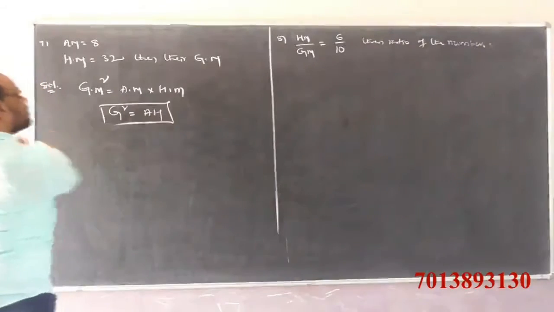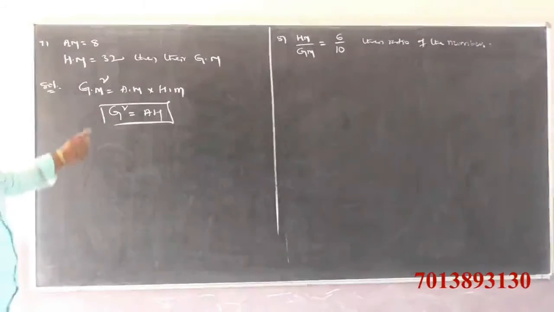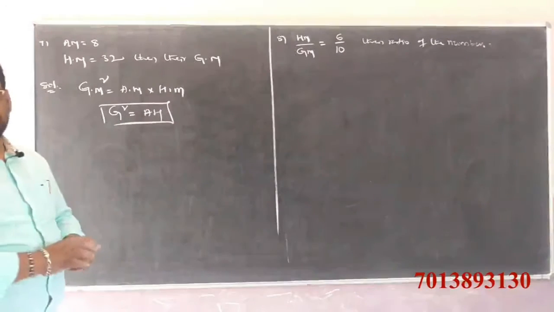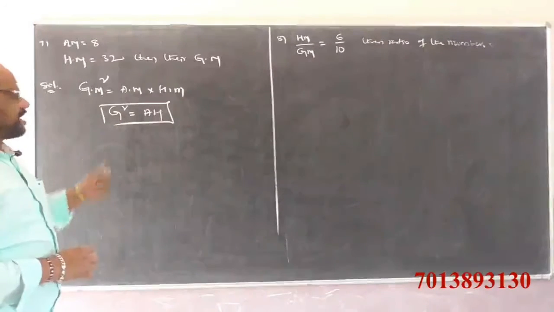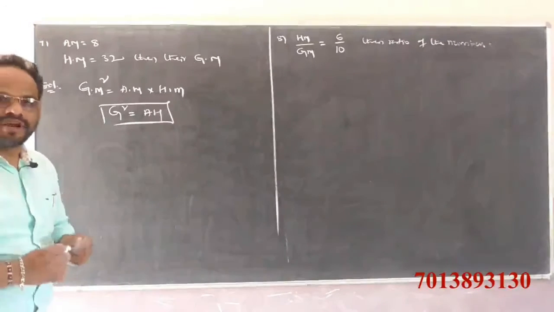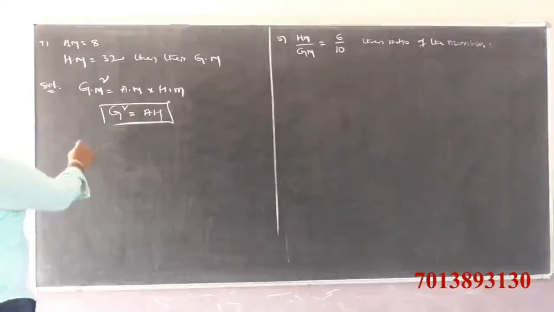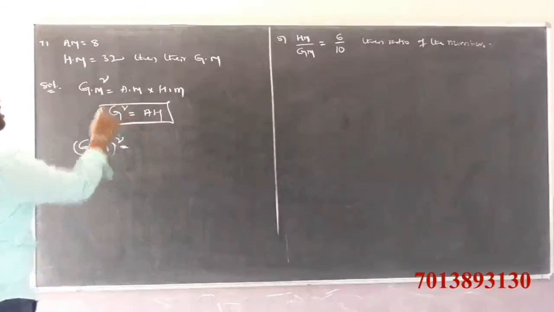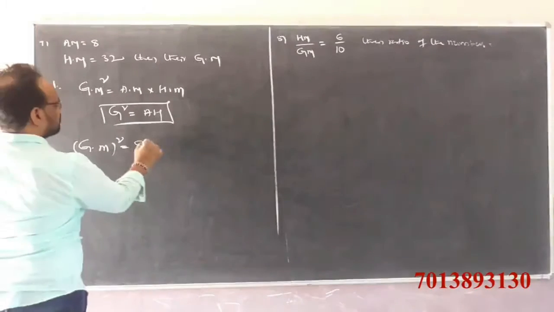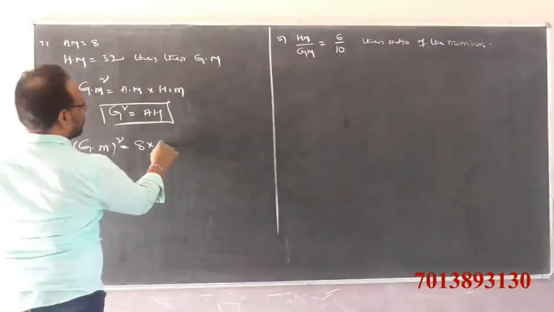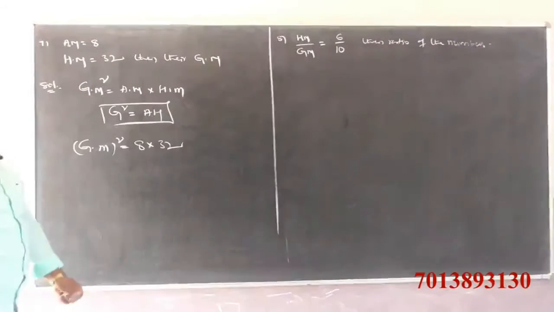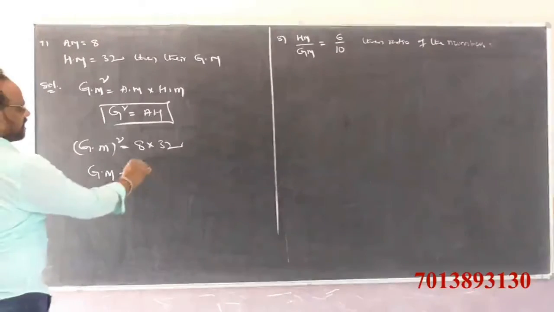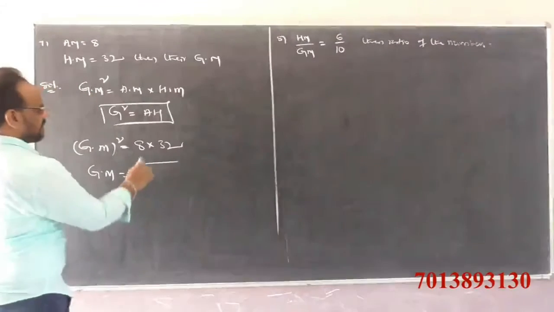G square is equal to AH. That means geometric mean whole square is equal to arithmetic mean into harmonic mean. We want geometric mean. So GM whole square is equal to arithmetic mean here 8 into harmonic mean here 32, 8 into 32. So GM is equal to square root of 8 into 32.